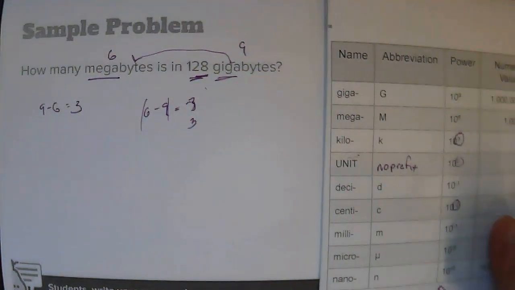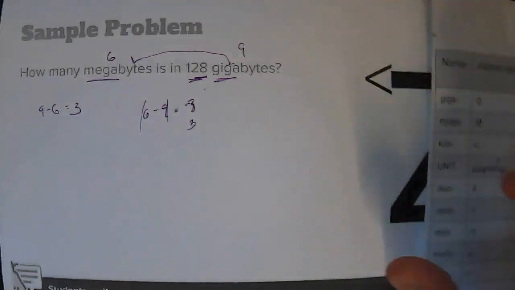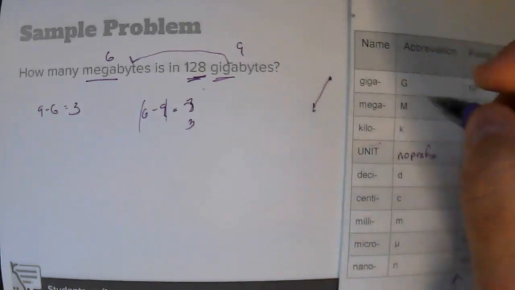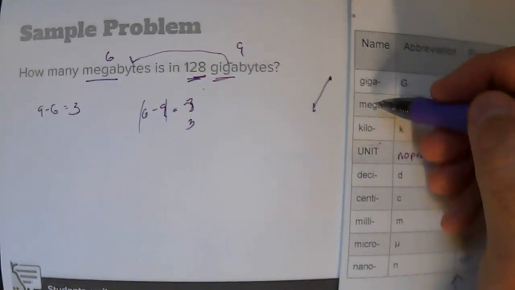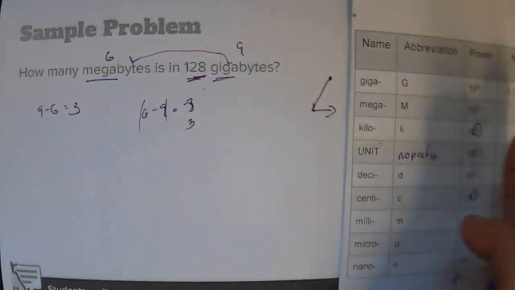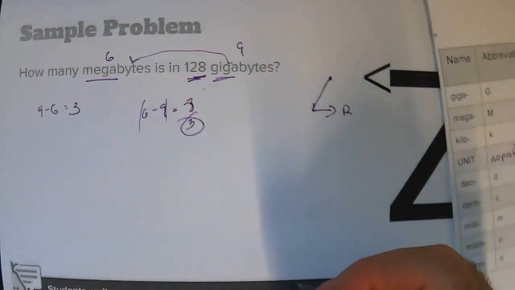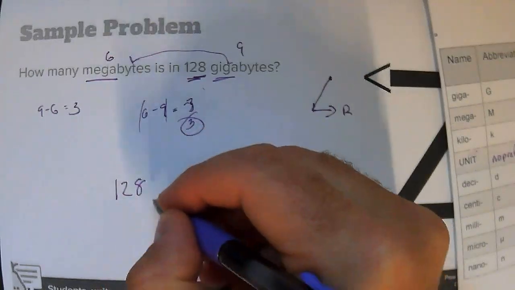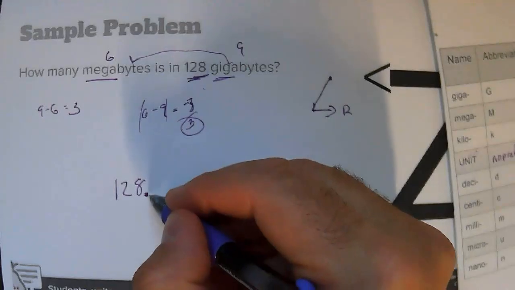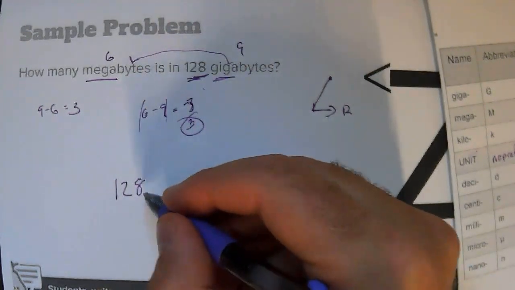So you have some things helping you here, okay? And we're going to go from giga down to mega, right? Just on the list. We're just looking at the list, and we're trying to figure out which way to go. So we're going down, so we go to the right. How many places? 3. So we're going to go 3 to the right. So 128. The decimal point is not shown in the number, but we always assume it to be to the right of the last digit when it's not there.